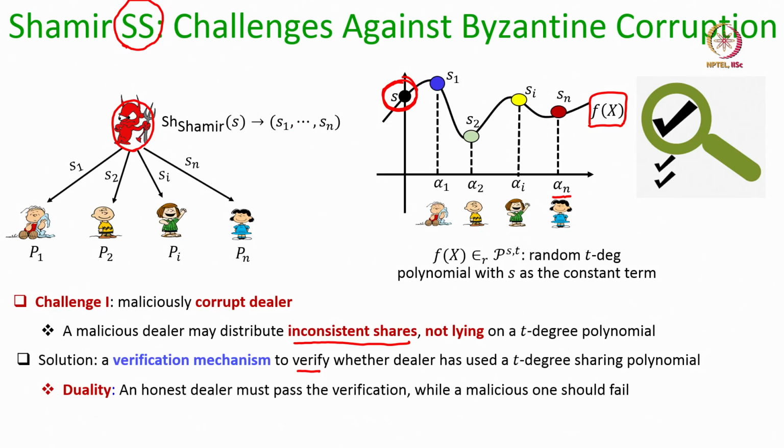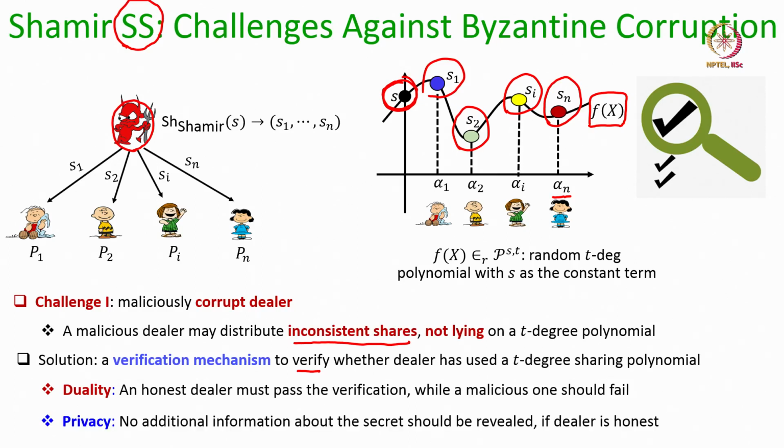Now, you might be wondering, what is the big deal in verifying whether the dealer has used a t degree polynomial for computing the shares? The parties can simply make their shares public. P1 can say, I have got S1, P2 can say I have got S2, Pi can say I have got Si, and Pn can say I have got Sn. When I say that they are saying, I mean they are making their shares public. And then everyone can check whether the shares S1, S2, Si, Sn lie on a t degree polynomial or not. Fine, that could be one of the verification mechanisms.